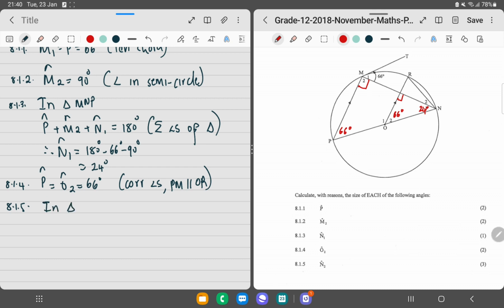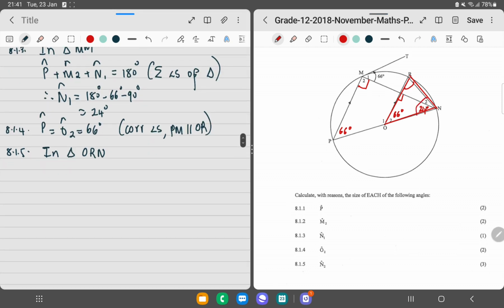In triangle ORN, so I'm focusing on this triangle right here. OR is equal to ON because they are both the radius of the circle. So this angle should be equal to that angle. So we will say that ORN is equal to ONR because of the radii. OR is equal to ON.